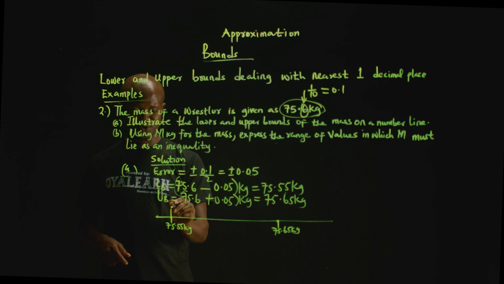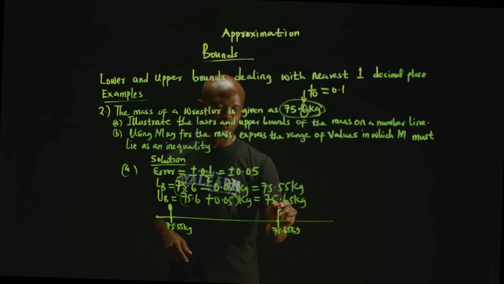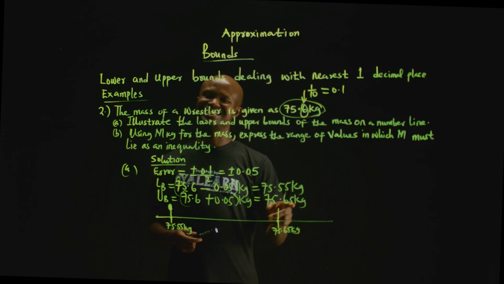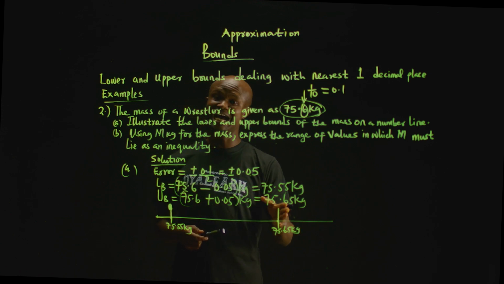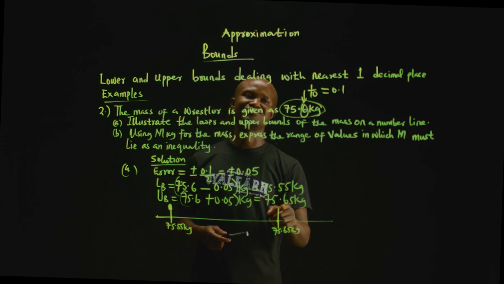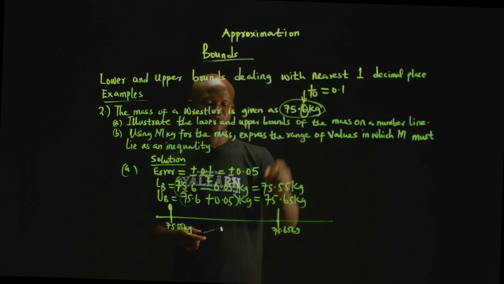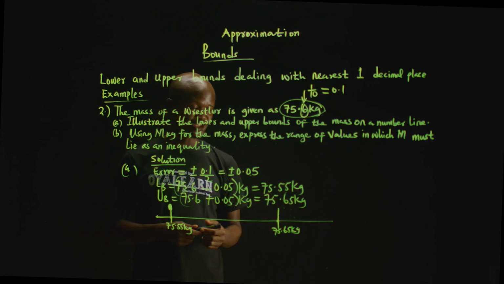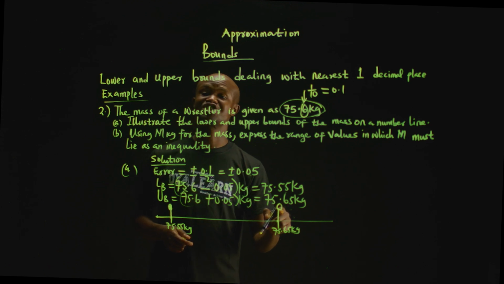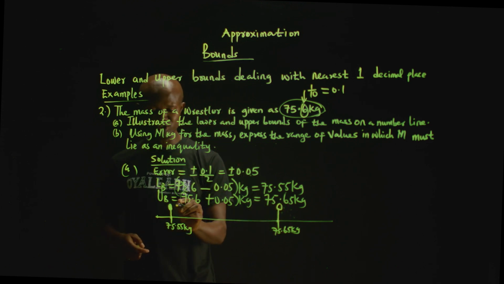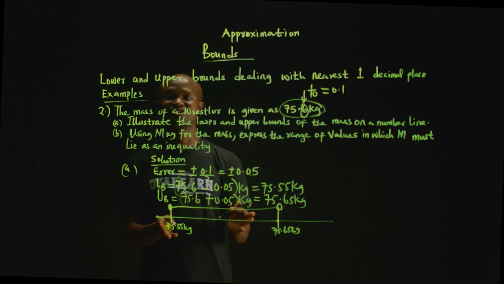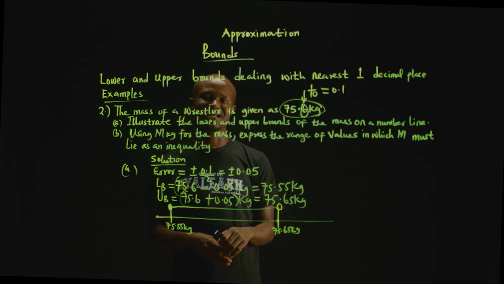So here we are going to shade. And for this part, it's not equal to this. Because if you approximate 75.65, for example, to 1 decimal place, what will I have? 75.7. Is it equal to this? No. So hence, the number we have in here is less than this value. So that is why we are going to have this unshaded. And now we are going to join from the lower band to the upper band. This shows the range of values for the mass on the number line.